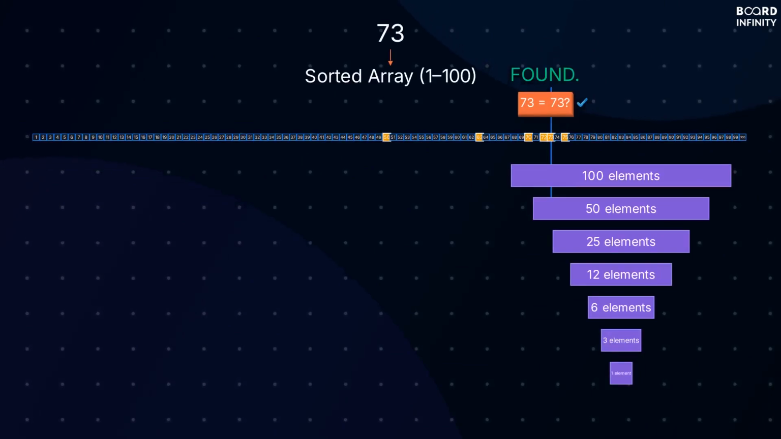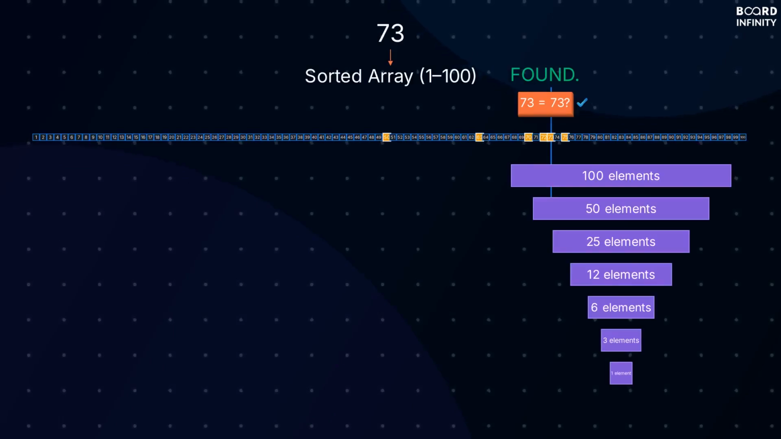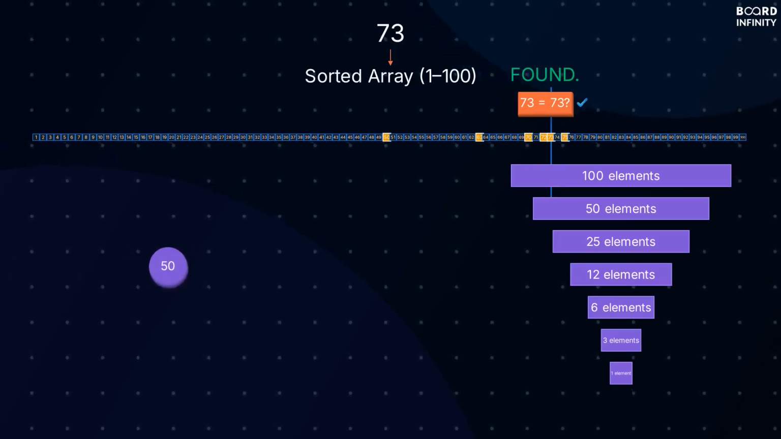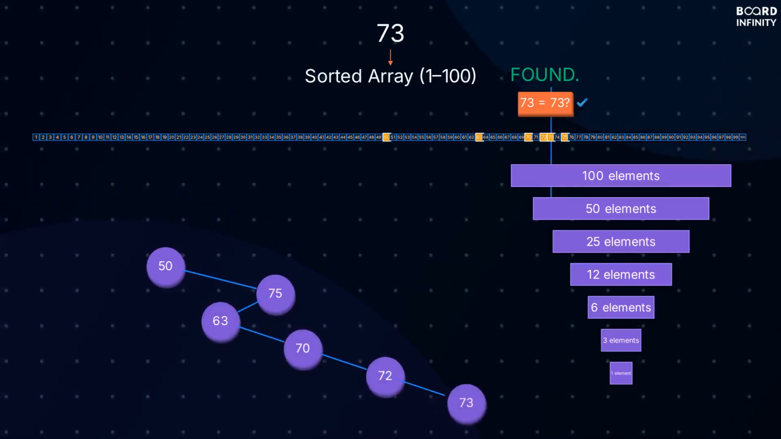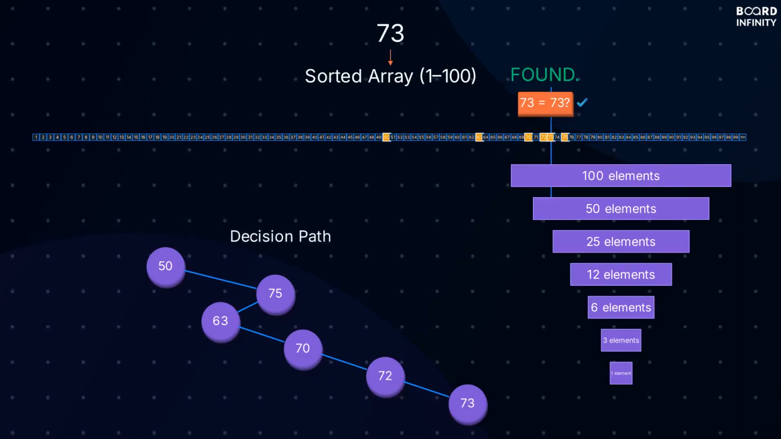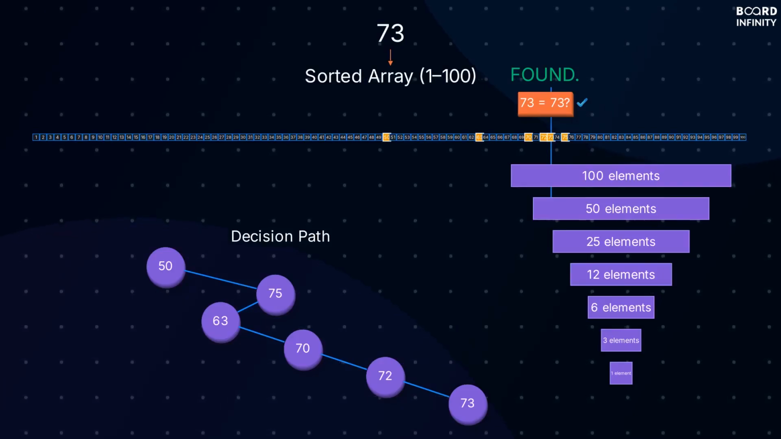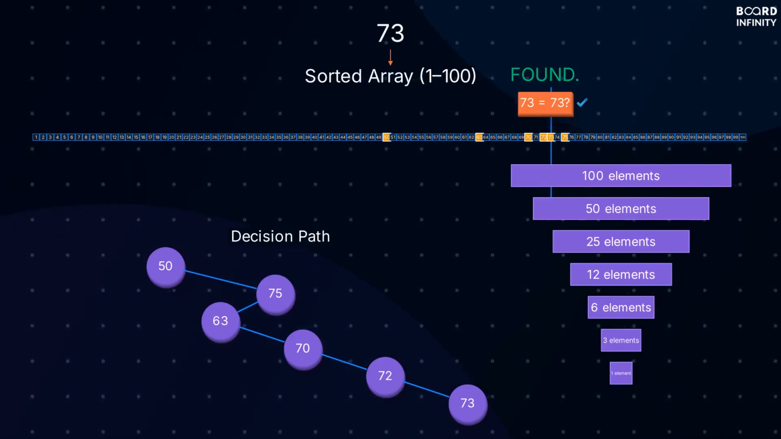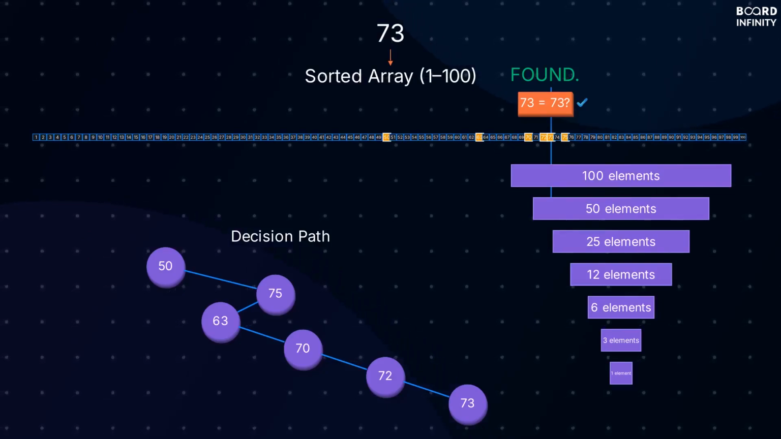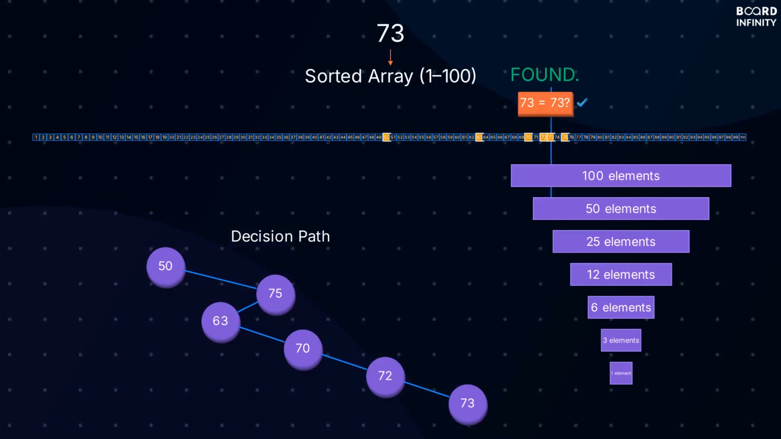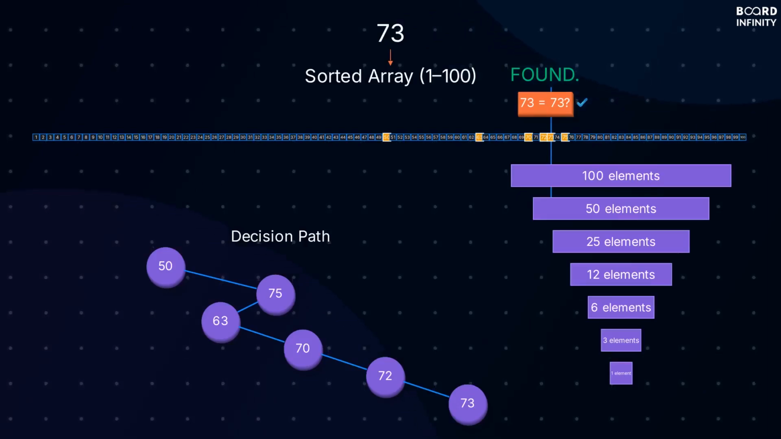This systematic approach creates a clear decision path, much like navigating a tree. Each comparison guides the search, ensuring a deterministic route to the target. This structure is what makes binary search so powerful and predictable. It's not magic, it's structure. And that structure only works because the data is sorted. By understanding this integrated system of elimination and decision, you grasp the fundamental efficiency of binary search.